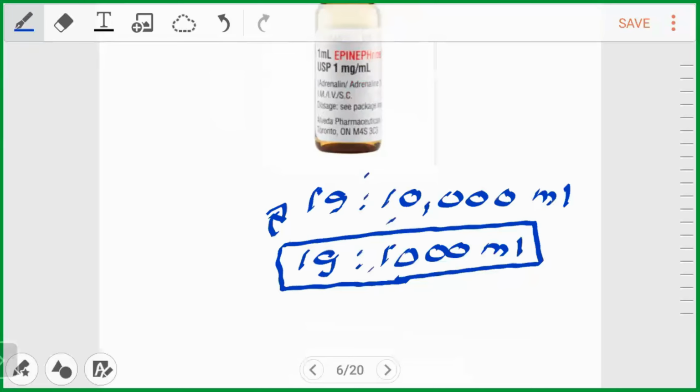So how can we prepare 1 in 10,000? You have to dilute this preparation 10 times. You can draw this 1 milligram in 1 ml of adrenaline into a 10 cc syringe and the remaining 9 ml you can draw as distilled water. Then you have prepared 1 in 10,000. After preparing 1 in 10,000, you are able to administer this drug. This is the general way we prepare adrenaline in order to improve heart contractility, right? Okay.